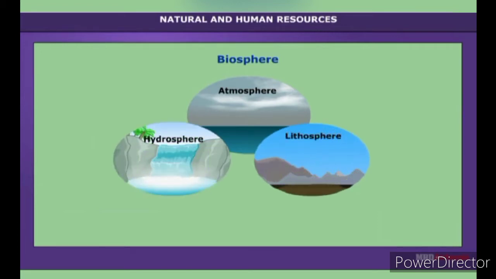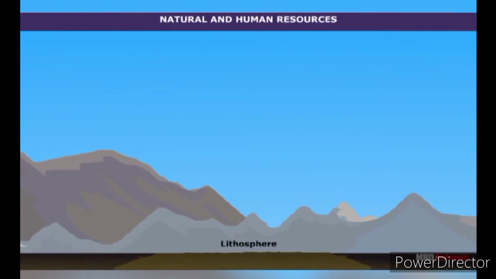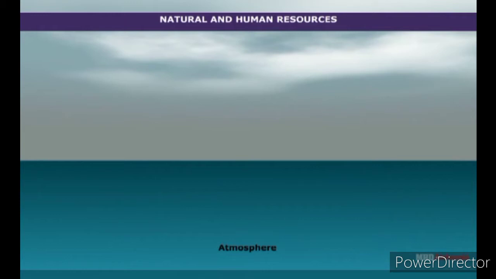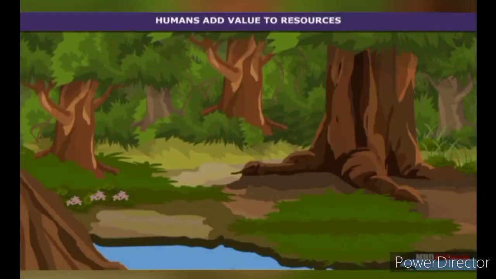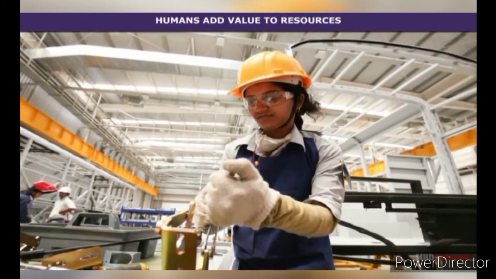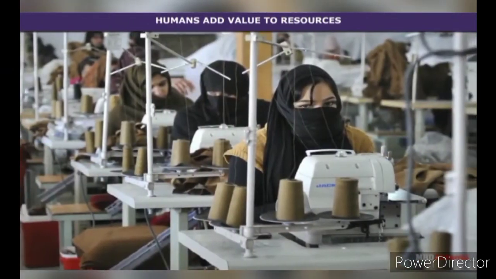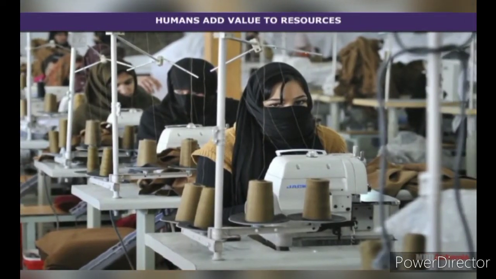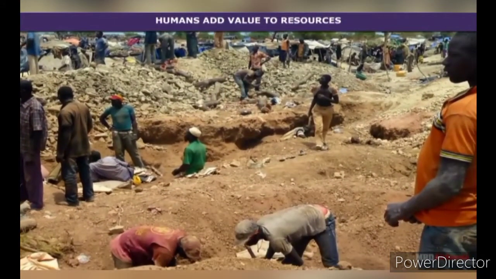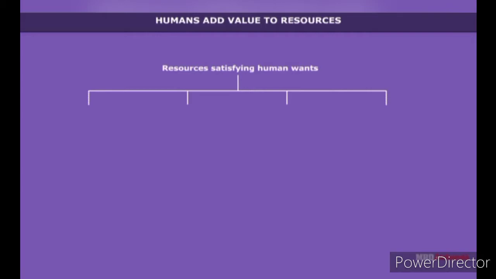The materials in the Earth's crust and its domains, lithosphere, hydrosphere, atmosphere, are referred to as resources. Humans add value to resources. By definition, resources are a collective means of satisfying human wants. They are obtained from our environment either directly or by application of human skills and technology. Human beings, by means of their skills, add value to resources which they need. Four types of value addition associated with resources are economic, legal, aesthetic, and ethical.